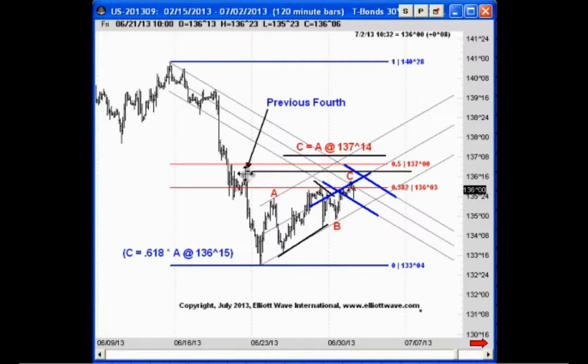But we can also add another technique to identify support and resistance, and that would be to look at wave relationships. As you know, within a zigzag, for example, the most common relationship between wave C and wave A is equality.